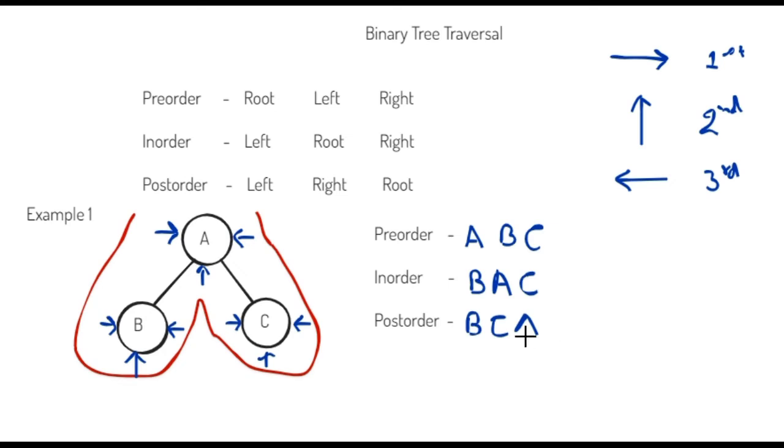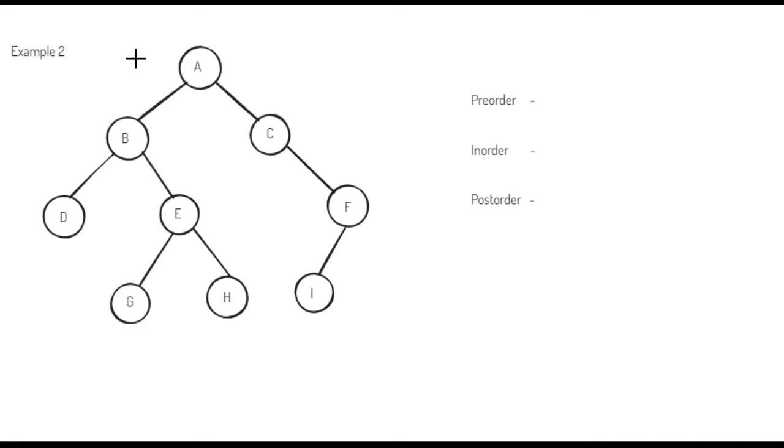So all the nodes are covered. So this is our in order, pre-order and post order of the given binary tree. Now we will traverse a complex binary tree using the same method. Here also we will traverse from top to down, then left to right. So we will traverse like this.